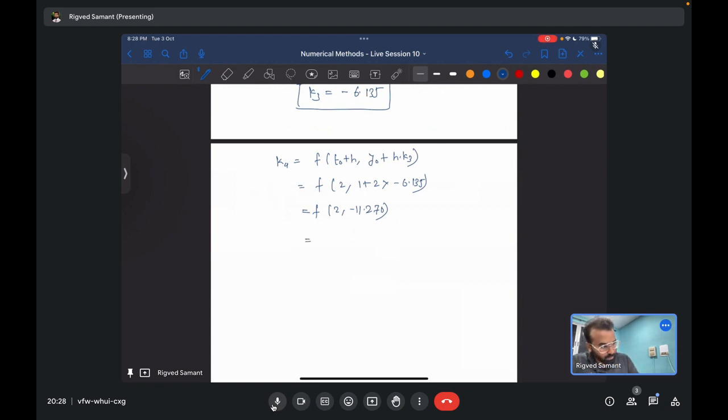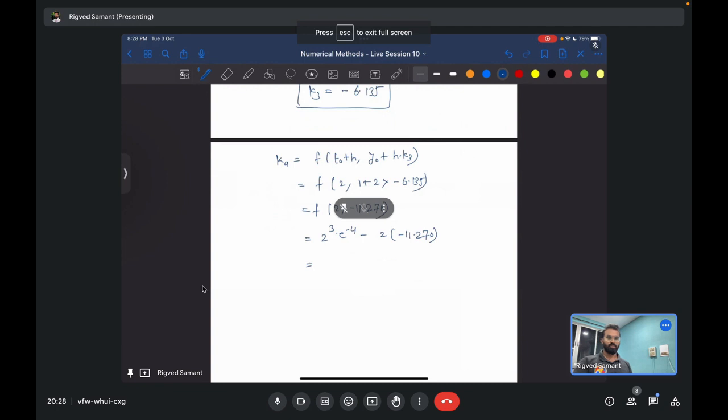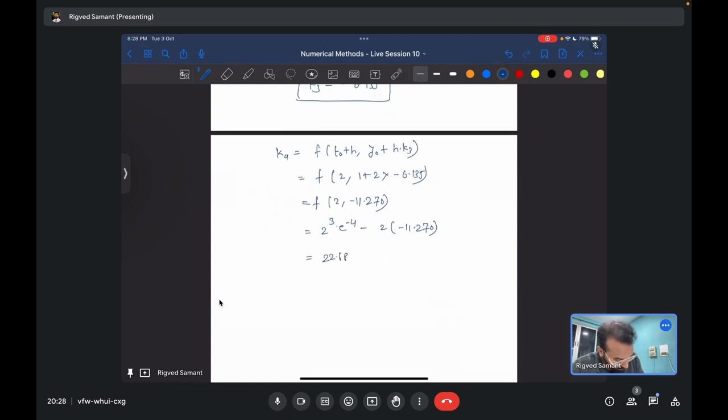What is the value? 2 cube into e raised to 4 minus 2 into 11.270. So what value will you get? You will get 22.68.